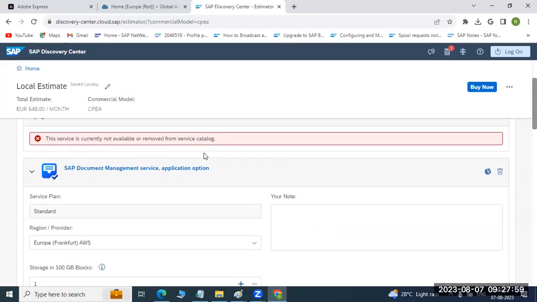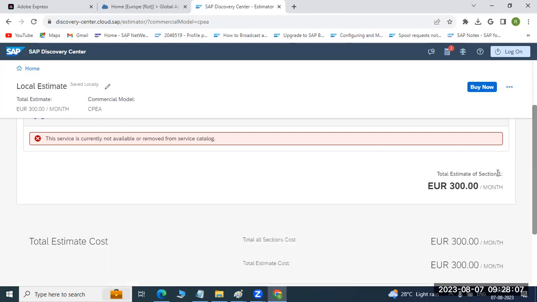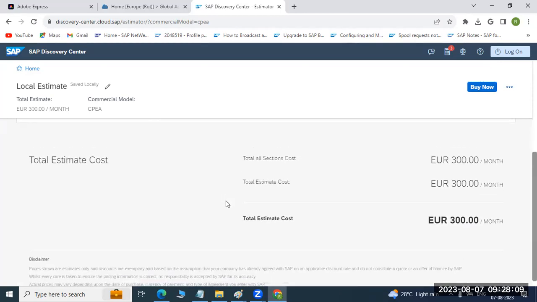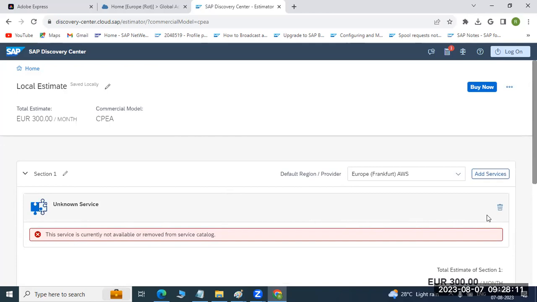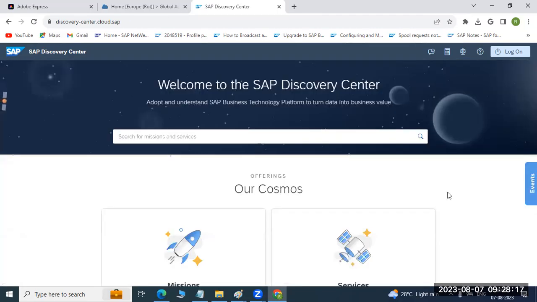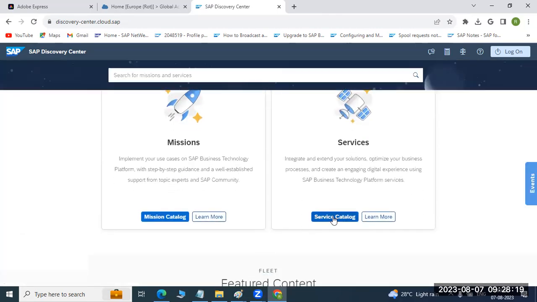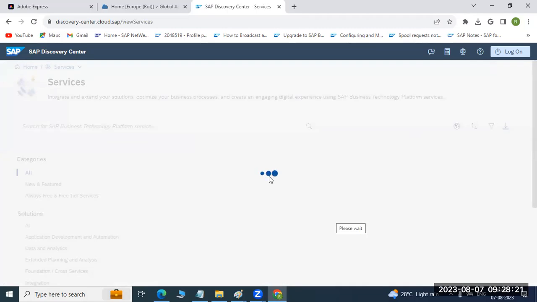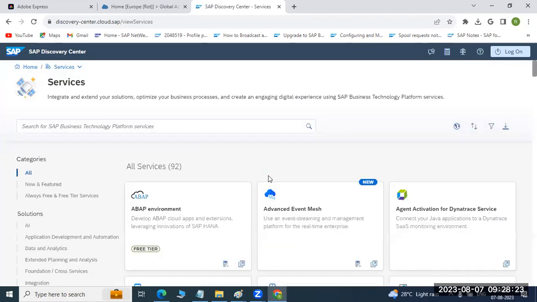Here you can see this is the one I added a long time back. Let me clean up my bin here. So here you can see the cost estimation, and we can perform everything here. So go back here. Then in the Discovery Center, we have the services. Go to the service catalog. Here you can see the list of services. If you want, you can type to search.